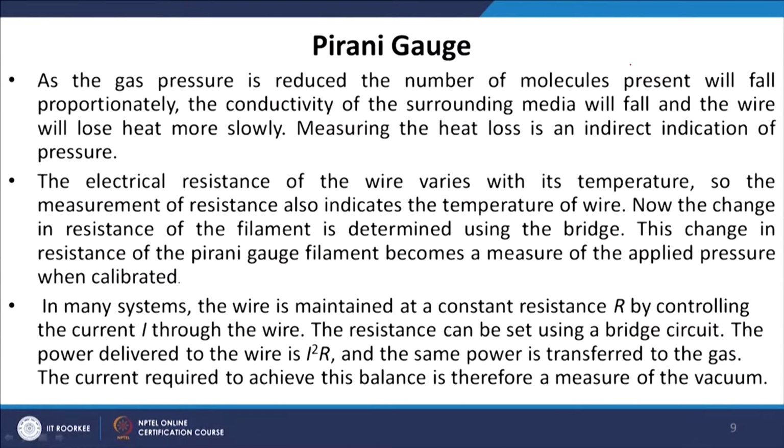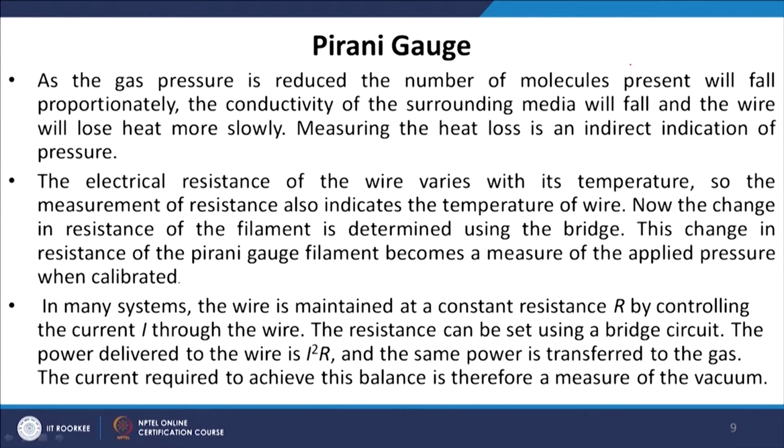Now, this resistance is connected to the bridge, and that is why we have taken this Wheatstone bridge geometry to make a balance, and every time a change of the resistance can be balanced by the corresponding change in the other arms of the Wheatstone bridge to get a null point. This change in the resistance of the Pirani gauge filament becomes a measure of the applied pressure when calibrated.